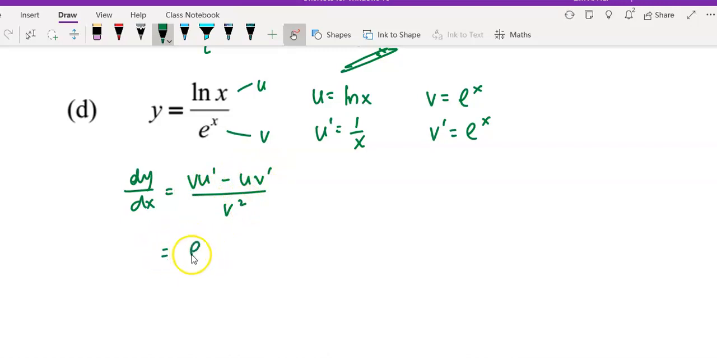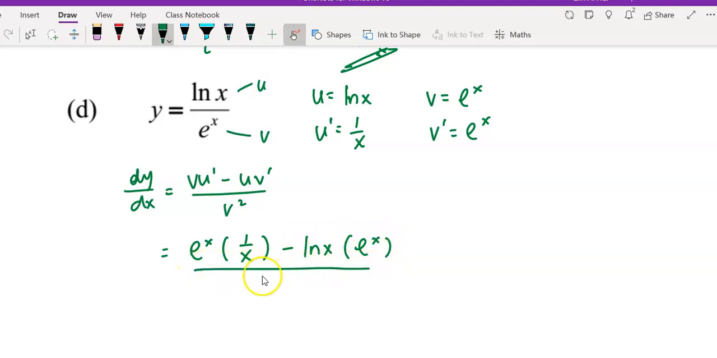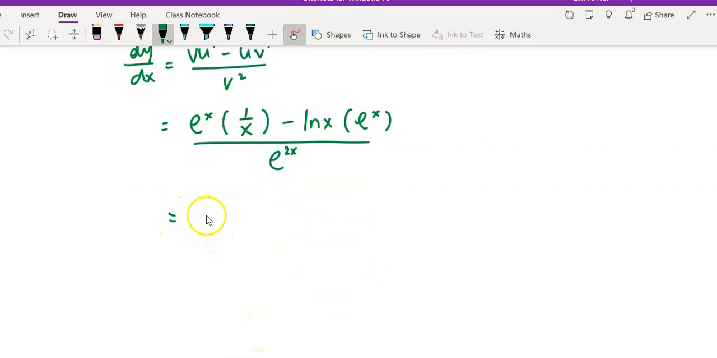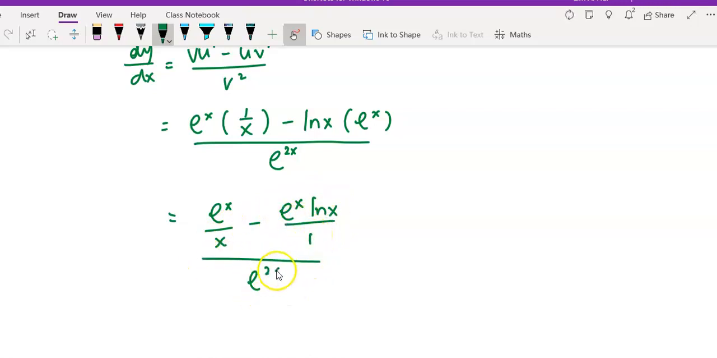Write down your v, copy it down as e^x, and u prime, 1 over x. Minus u, which is log x, and v prime is e^x. And the whole thing over v squared, which is (e^x) squared, meaning you can write it as e^(2x). Then you can equate denominators for the top function, which is e^x over x minus e^x log x.